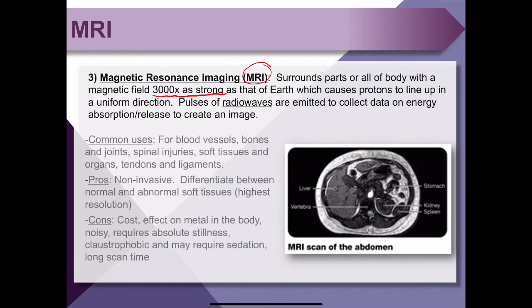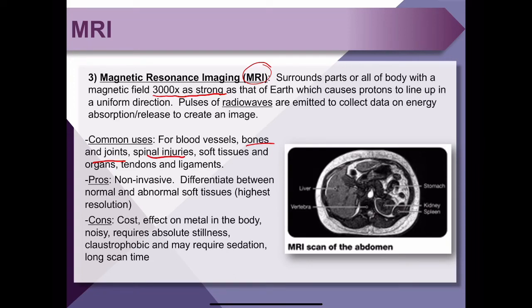Okay, common uses: we use MRI to view blood vessels, very beautiful images of big blood vessels. If we're talking about blood vessels of the heart, sometimes we require angiography, and we'll talk about that in AMP2. But there's blood vessels, and also for bones and joints, we can use MRI to scan spinal injuries, soft tissues and organs, tendons, ligament tears, etc.